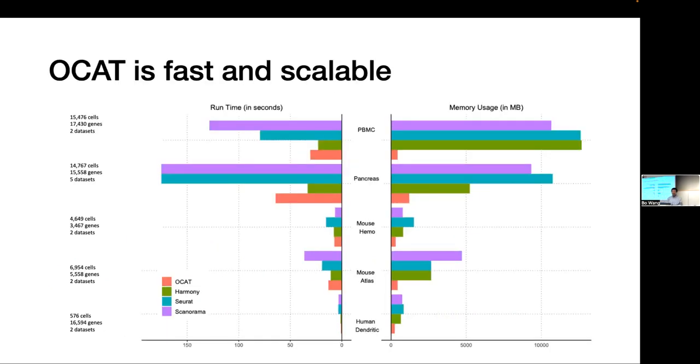And because the idea is so simple, it's extremely fast. In comparison, again, we run five data sets, every row is a data set, and we compare with three other existing approaches, Harmony, Seurat, and Scanorama, and we show the runtime in seconds. You will find OCAT is extremely fast. The right side shows the memory. OCAT consumes very little memory because what you need to keep is simply the basis function and the coefficients. So not only is it fast, it is also very memory efficient.